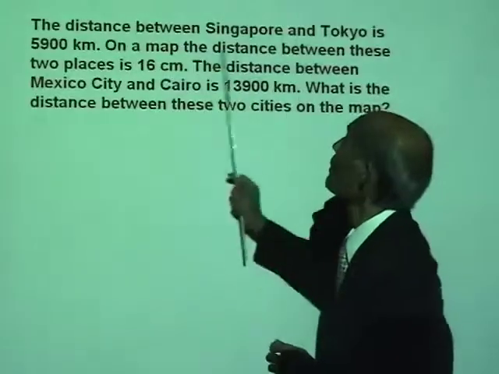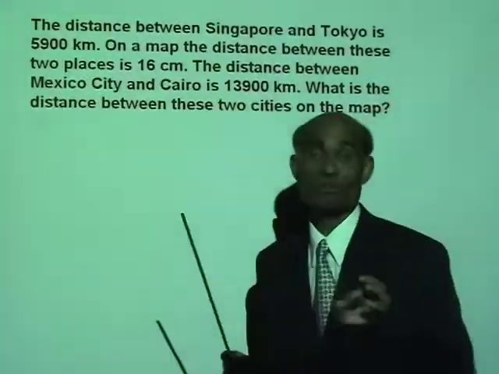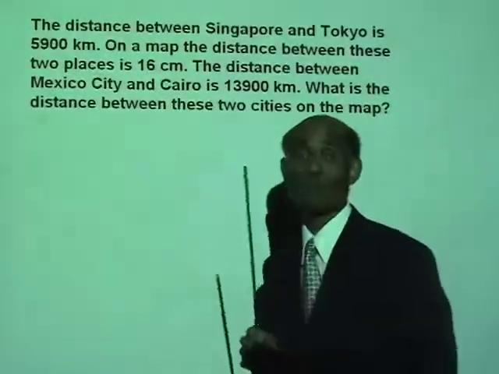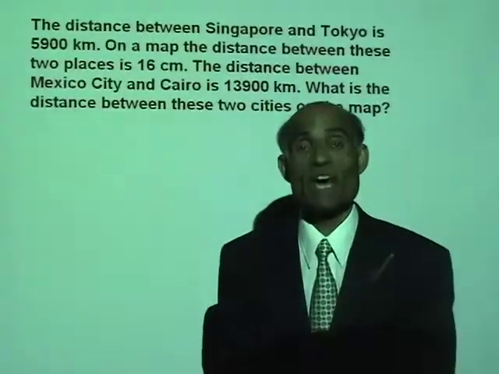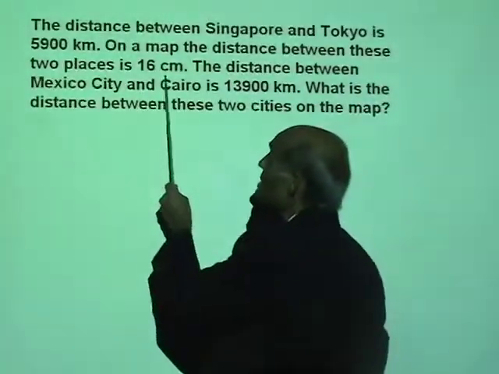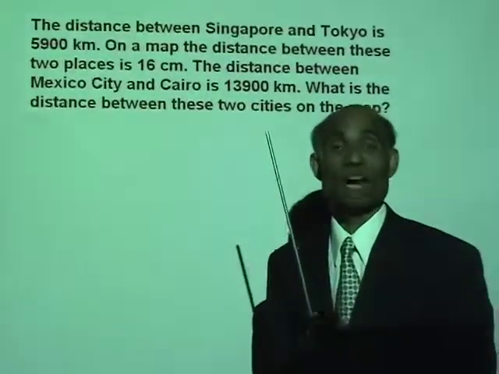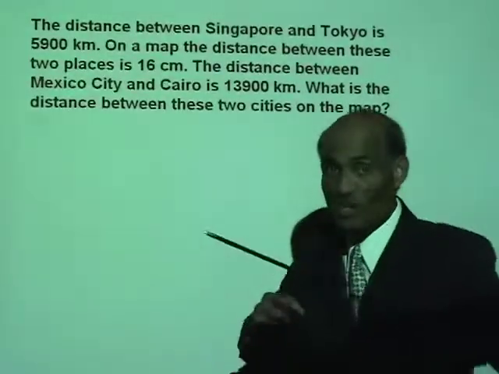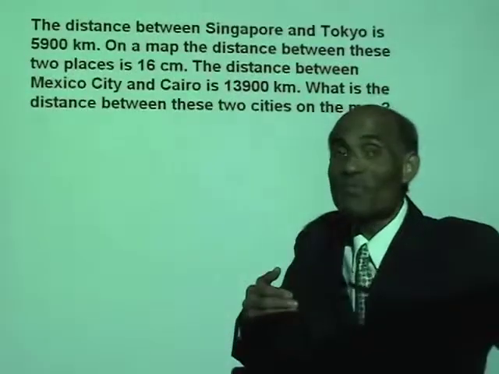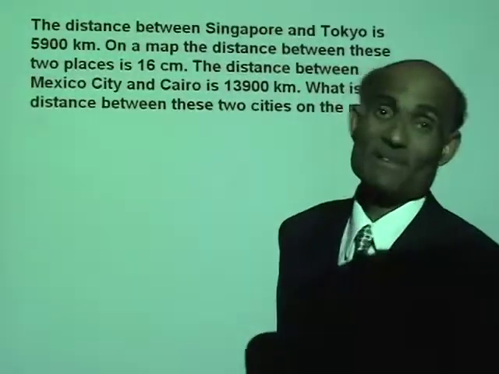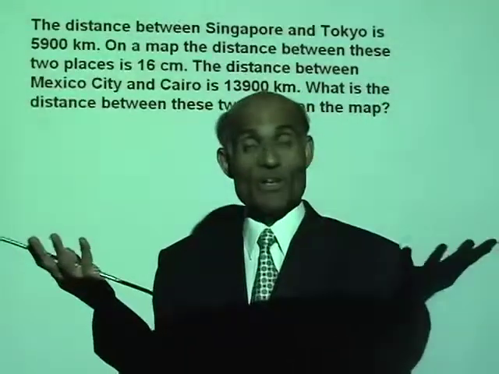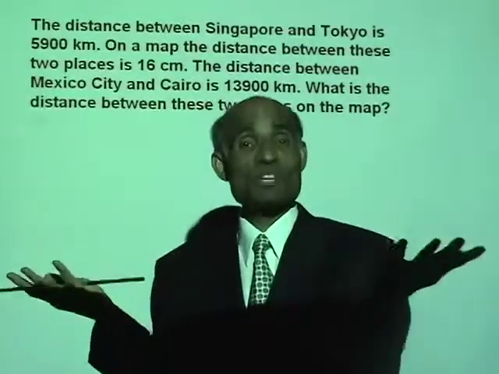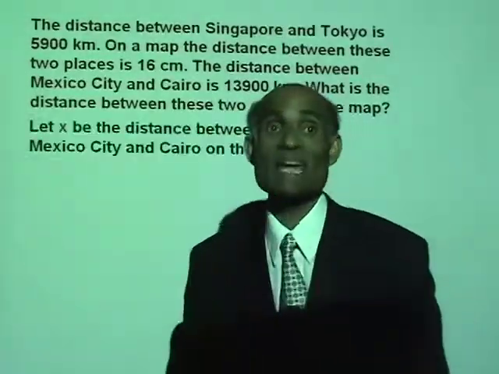Two cities, Singapore and Tokyo, on land the distance is 5,900 kilometers, and on the map they are represented by 16 centimeters apart. And therefore, two cities that are 13,900 kilometers apart, what will be their distance on the map? Because it is the same map, you can take a ratio in each case and set them equal to each other. Now, what ratio will you take?